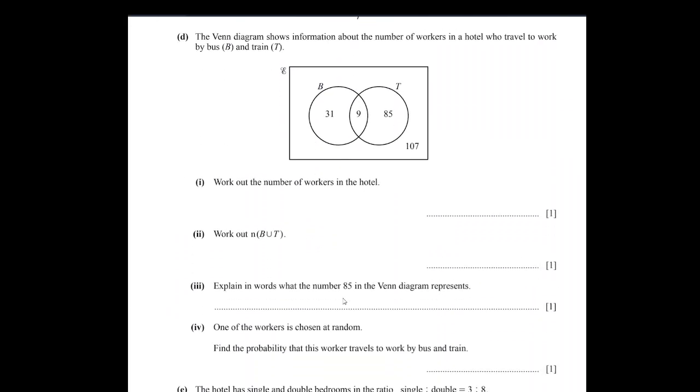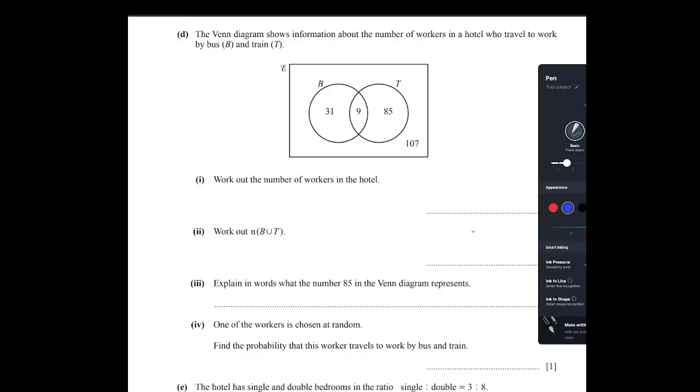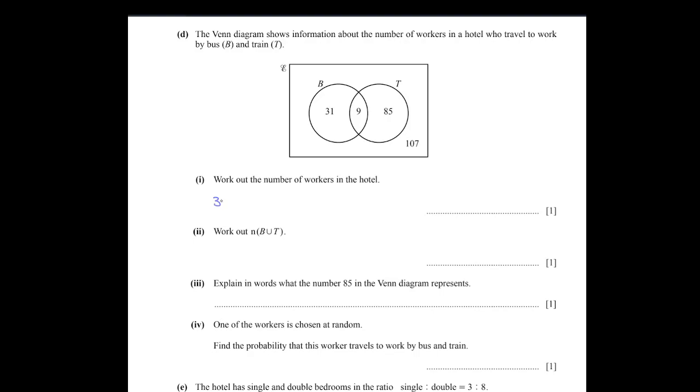Question number D. The Venn diagram shows the information about the number of workers in a hotel who travel to work by bus B and train T. Work out the number of workers in the hotel. The number of workers in the hotel will be 31 plus 9 plus 85 plus 107. All these numbers we need to add. Add them.